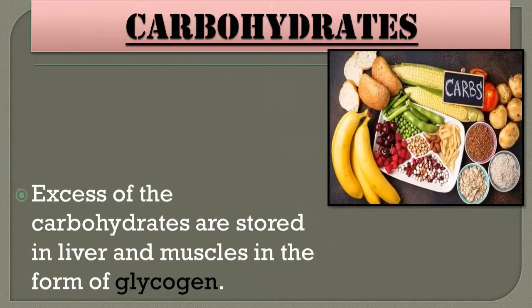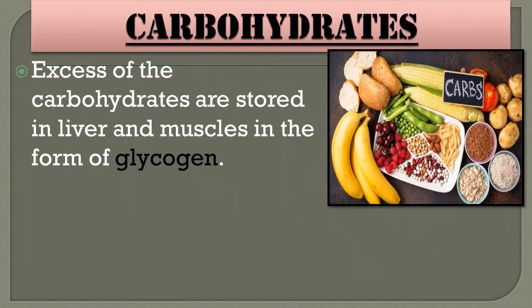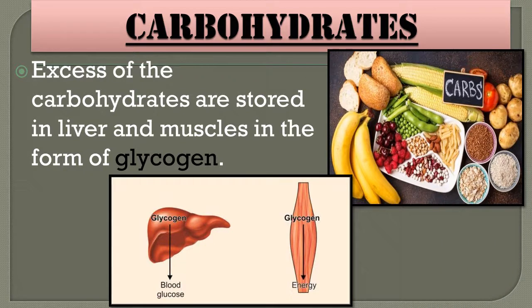One by one. First component is carbohydrate. Students, these are the sources of carbohydrate which I have mentioned on the screen. Excess carbohydrate is stored in the liver and muscles in the form of glycogen. If an excess amount of carbohydrate is present in our body, it will be stored in liver and muscle cells in the form of glycogen. So what is glycogen? It is a stored form of glucose in our cells or tissues, like our liver and muscle cells.